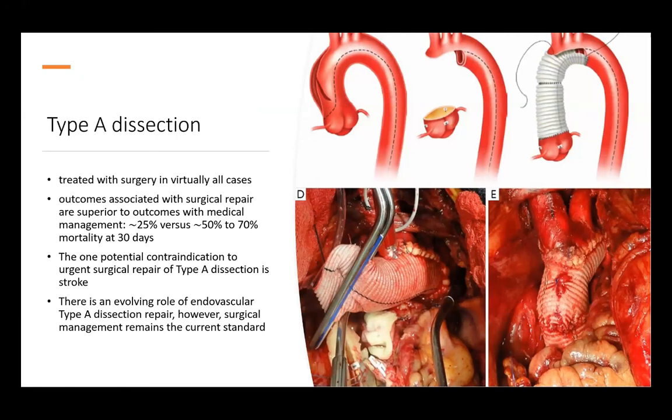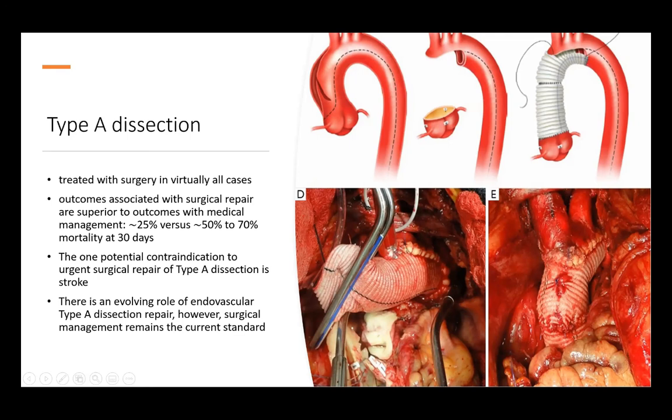The one potential contraindication to urgent surgical repair for type A dissection is concomitant stroke. You fear the complication of hemorrhagic transformation of that stroke due to the extensive heparinization during the OR. There is an evolving role of endovascular repair of type A dissections. However, surgical management remains the current standard. What they usually do is replace the affected ascending aorta with a graft, like we see here in this example.